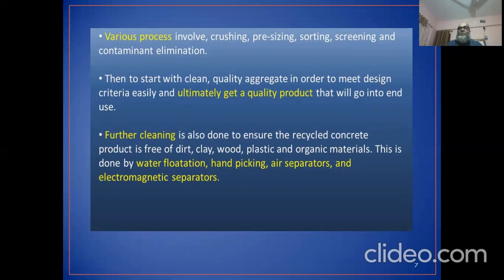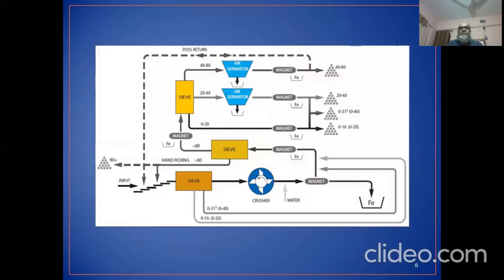Further cleaning is also done to ensure the recycled aggregate is free of dirt, clay, wood, plastic, and organic material. This is done by processes like water flotation, hand picking, gas separators, and electromagnetic separators. This is the drawing showing the layout of how you can get aggregate in various ways, maybe from 40 to 80%, as low as 16 to 20%, and with hand sorting you can have 80% plus.